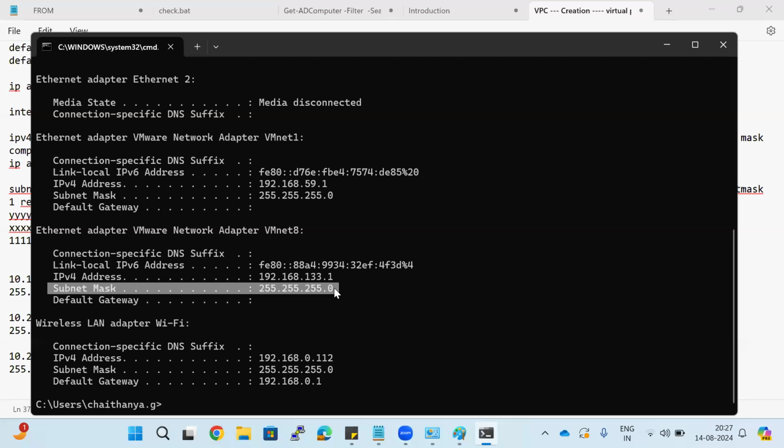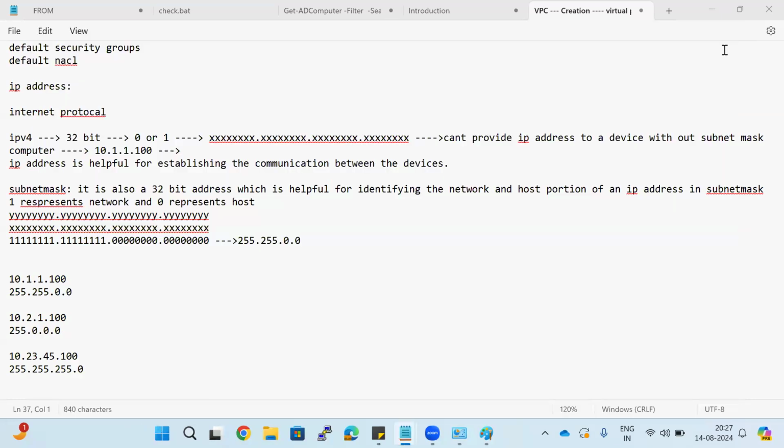Okay. Any other question? Chaitanya, can you please tell us the method to calculate the number of devices we can have in a particular subnet? How many logical devices I can connect? That is what you are about to check. Fantastic question. I'm coming to that.